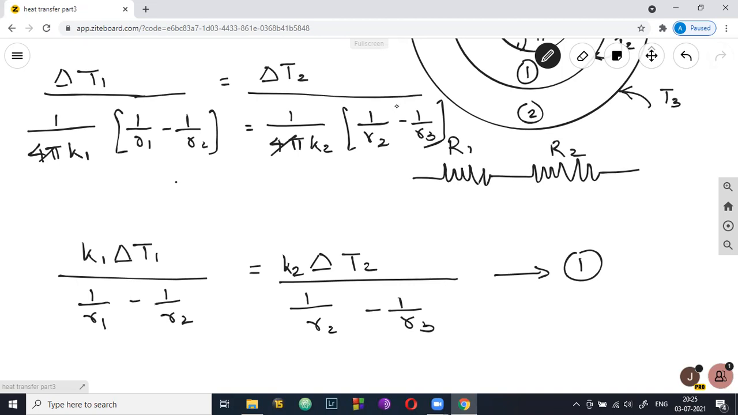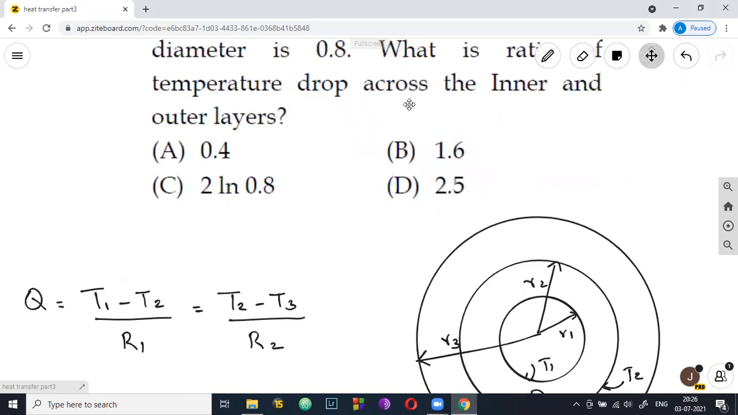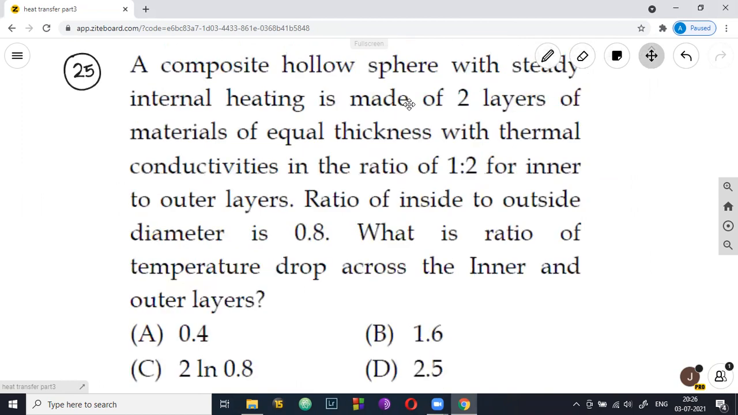Yes, sir. Okay, I made a mistake of considering this as a cylinder. This is actually a sphere. Okay. Now let's come to the data here, which we were actually trying to do earlier. With two layers of equal thickness. So thickness is same. The thermal conductivity is in the ratio of 1:2 for inner and outer layers. Ratio of inside to outside diameter is 0.8. So thickness is same. So let's see how to arrange this.